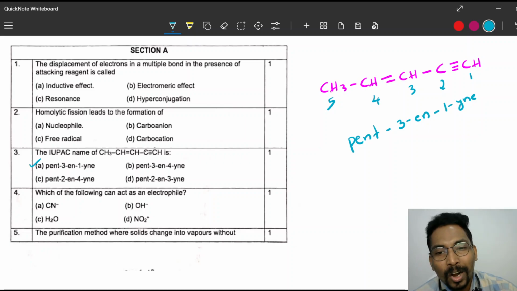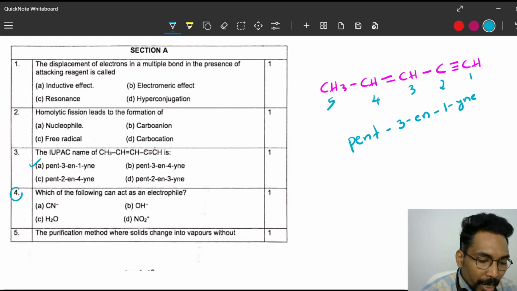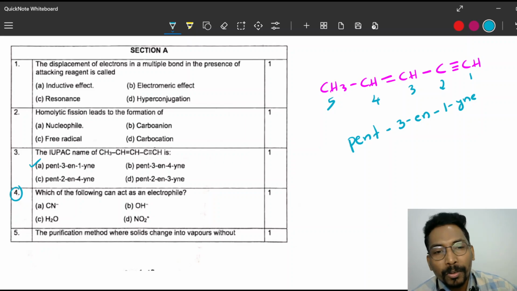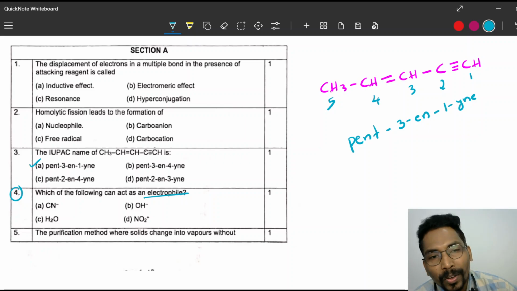Got it? All of you clear? Okay, great. So I think it's clear. We can move to the next one. Fourth one, question number 4. Which of the following can act as an electrophile?